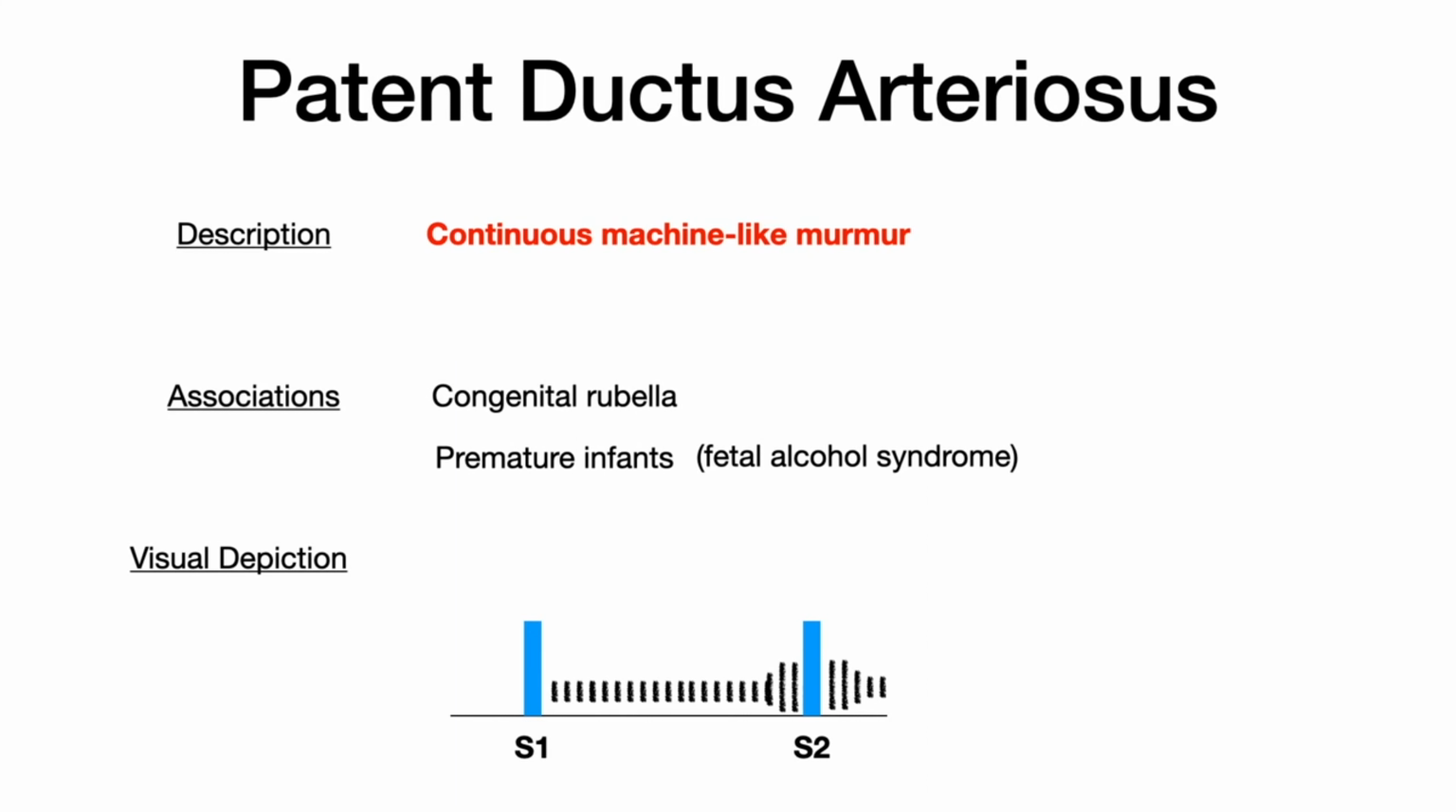And for that reason, if you look down at the waveform, you see that the murmur, which is described to sound like a machine, is going to be taking place during both systole and diastole. The highest yield part of patent ductus arteriosus is knowing the associations. So the big high yield associations, number one, you want to think congenital rubella. But then after that, you also want to think about any infant that's born prematurely.